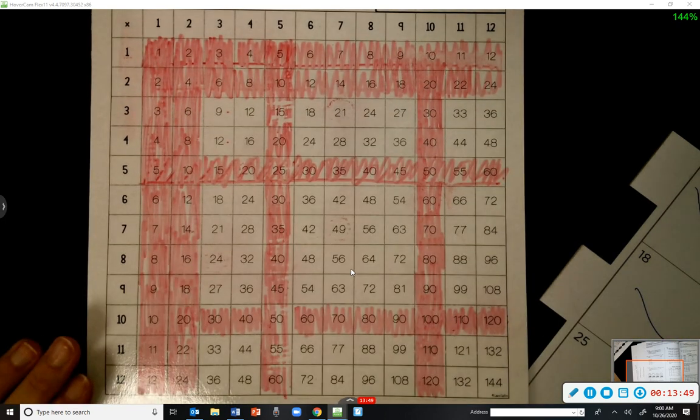I'm just showing you how much you already know, and there's not going to be a very big section left over once we shade all the ones that we're pretty confident in, or that we see a pattern in. What else do you notice about this multiplication chart? Kelsey?